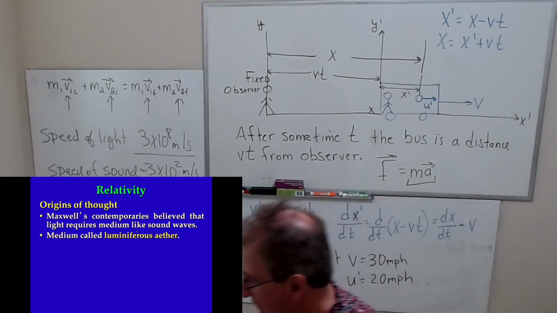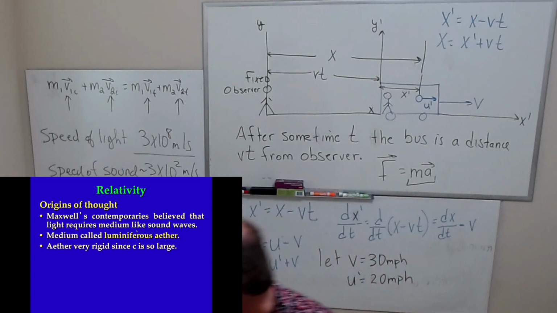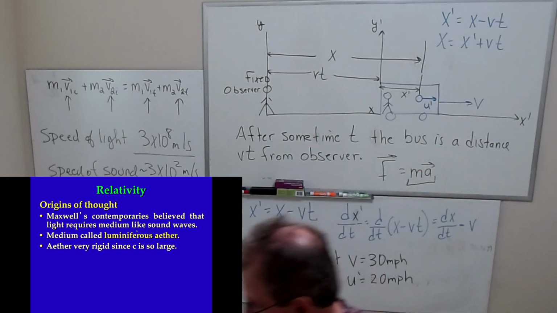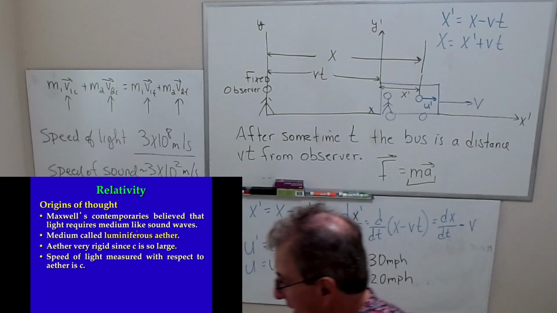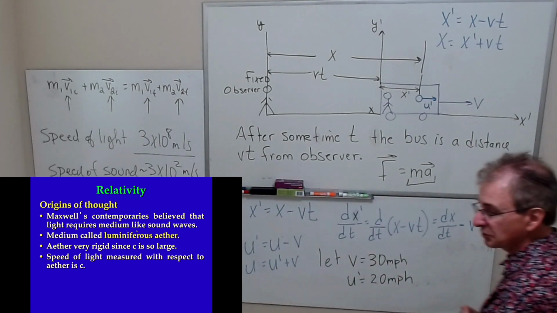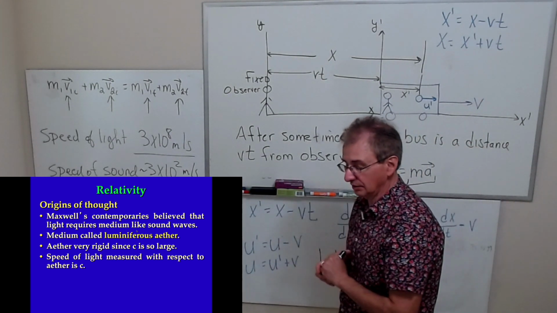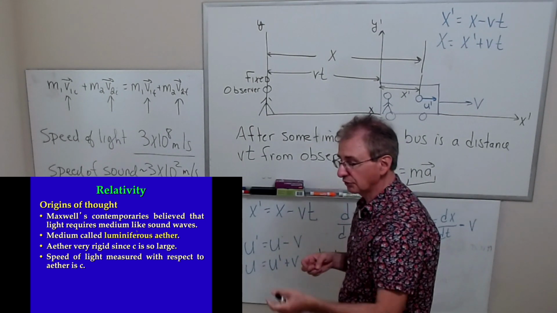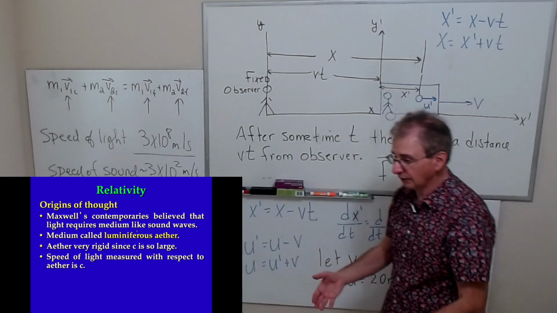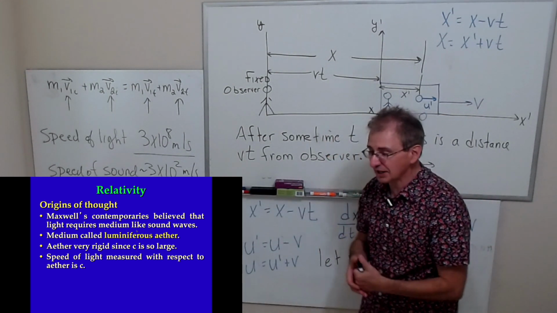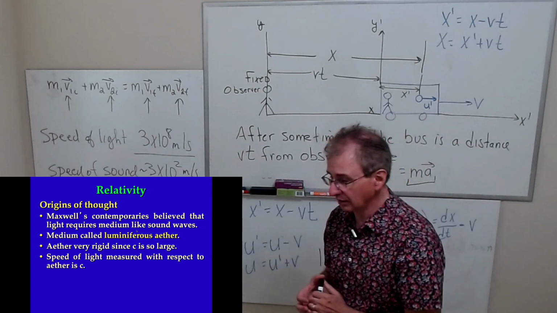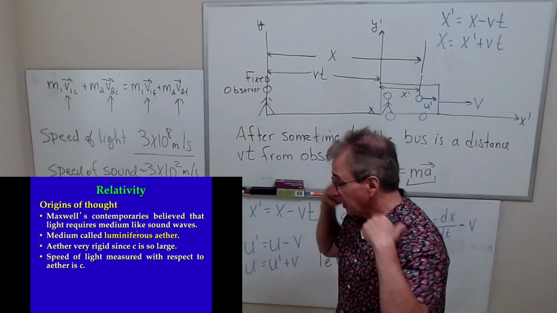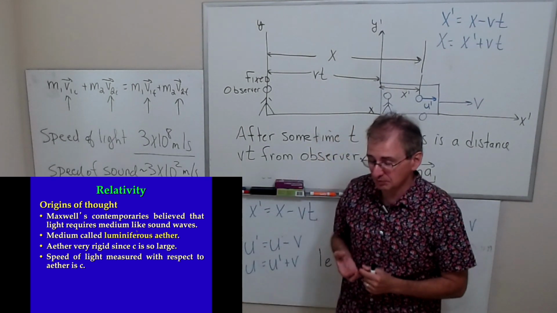Technically, it's called a luminiferous ether, but I just call it the ether. And the ether is supposed to be very, very rigid because c is large. And the speed of light measured with respect to the ether is c. So if we move relative to the ether, there's a way we can actually measure the speed relative to the ether. If we move relative to the ether, maybe we can measure a different value for the speed of light.